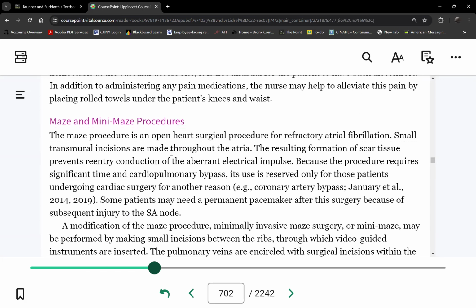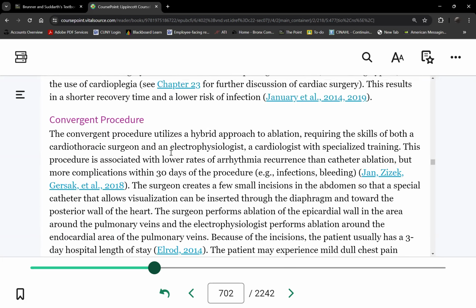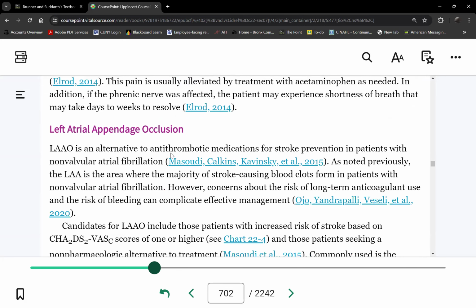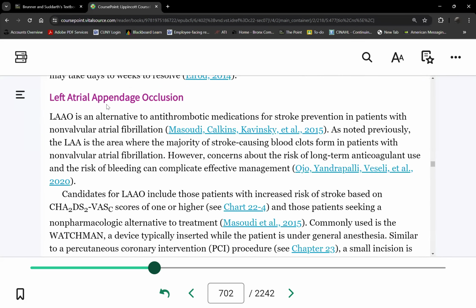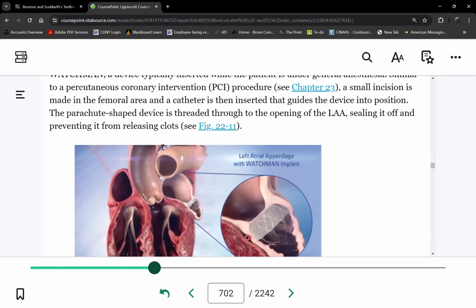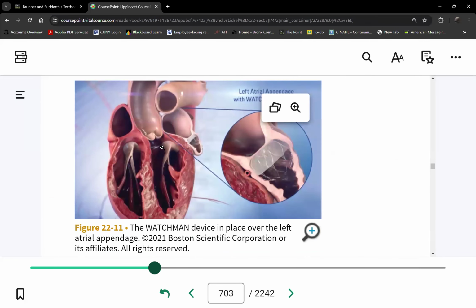We'll skip through maze and mini maze. They're not really very common. Let's briefly discuss LAA occlusion. Now, this is an invasive therapy, so this will be done surgically. Here's a picture here. LAA is the left atrial appendage. So this is the LAA.